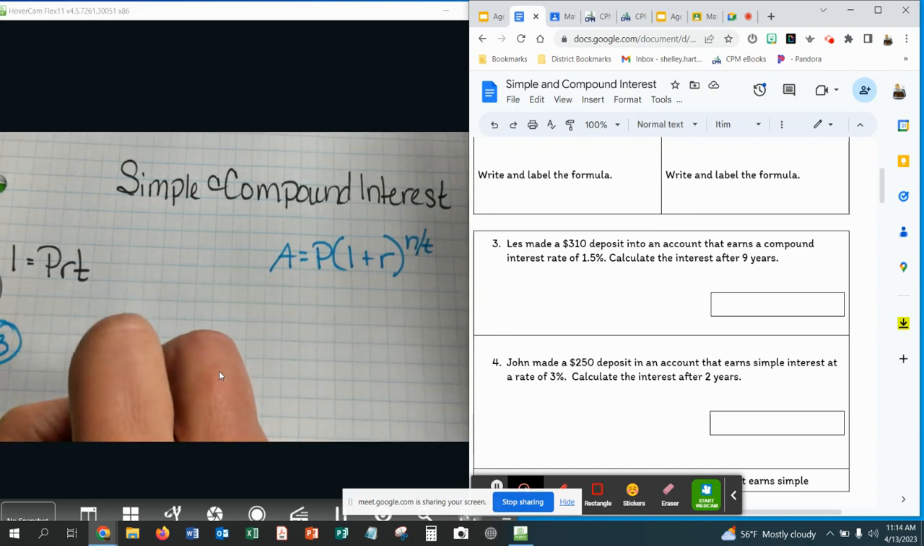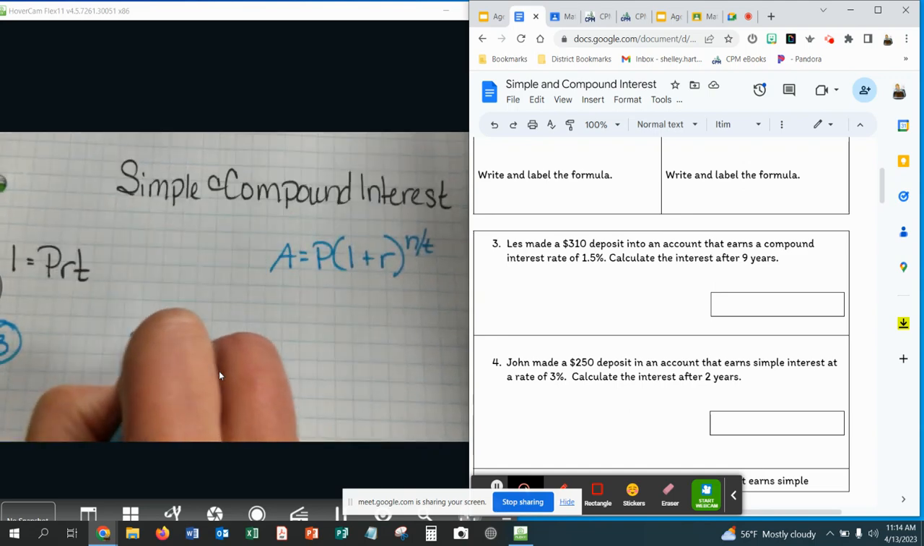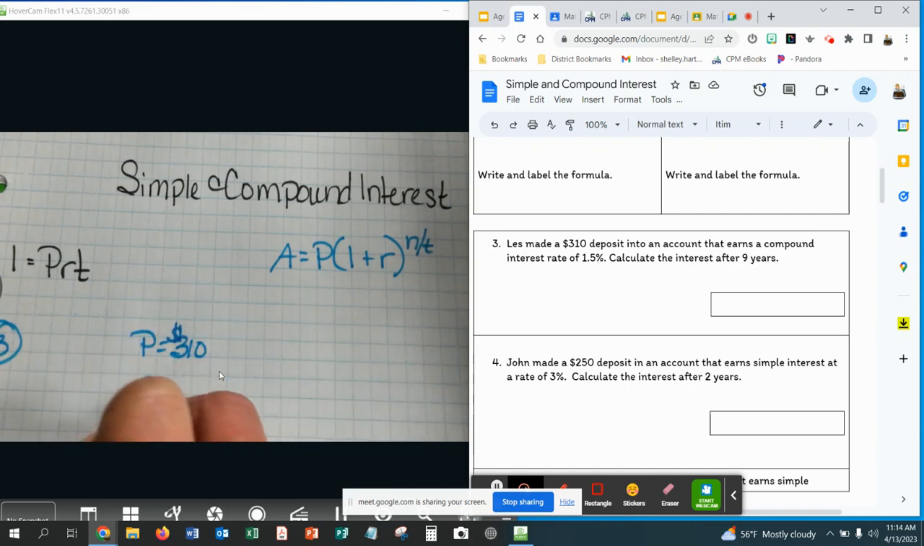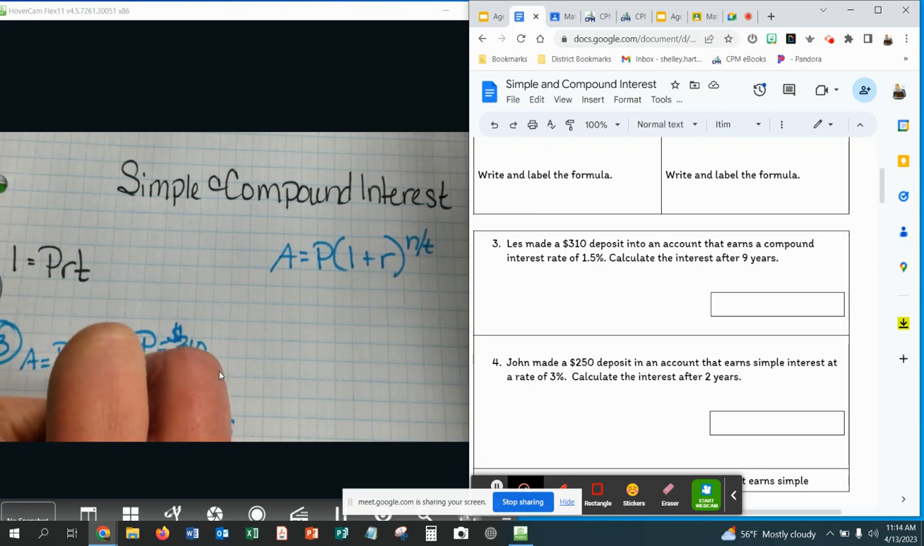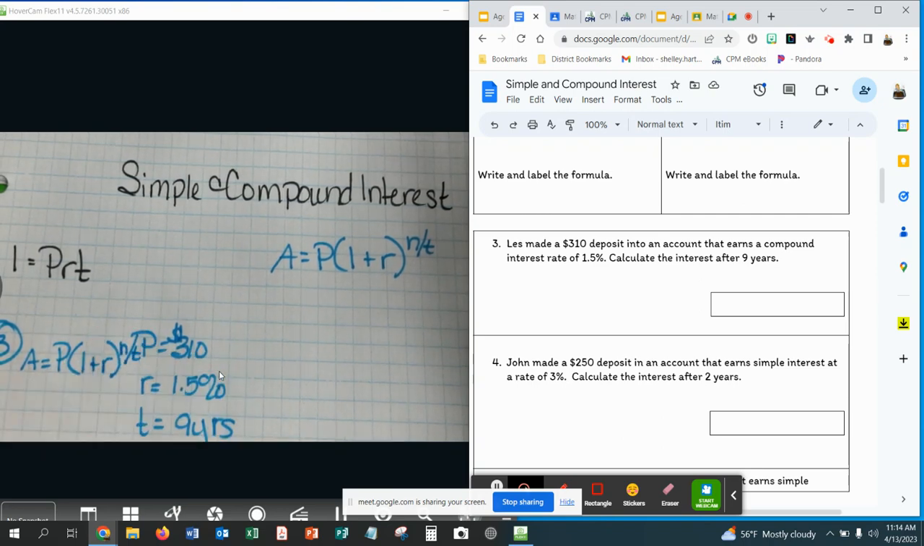Okay, Les made a deposit. So, first off, our principal is 310. Okay, can anybody tell me my rate and my time? Your rate is 1.5, and it's 9 years. All right, let me plug this in. I'm going to rewrite my equation here. Principal times (1 plus r) with an n or a t as the exponent. Now I'm going to plug it in.